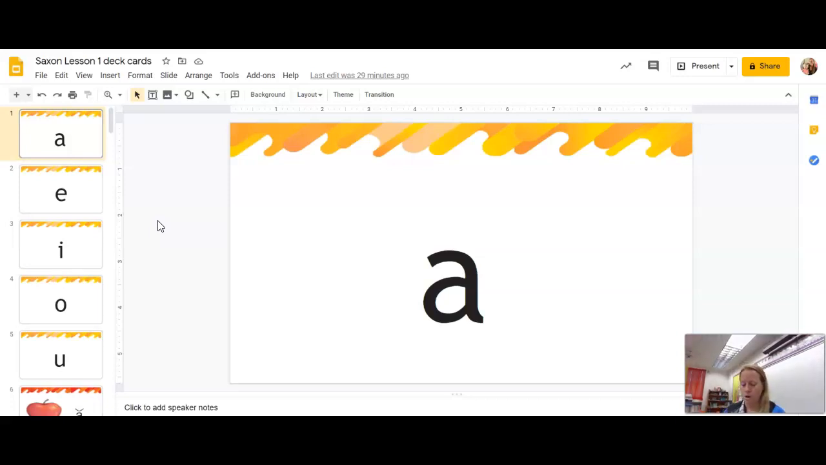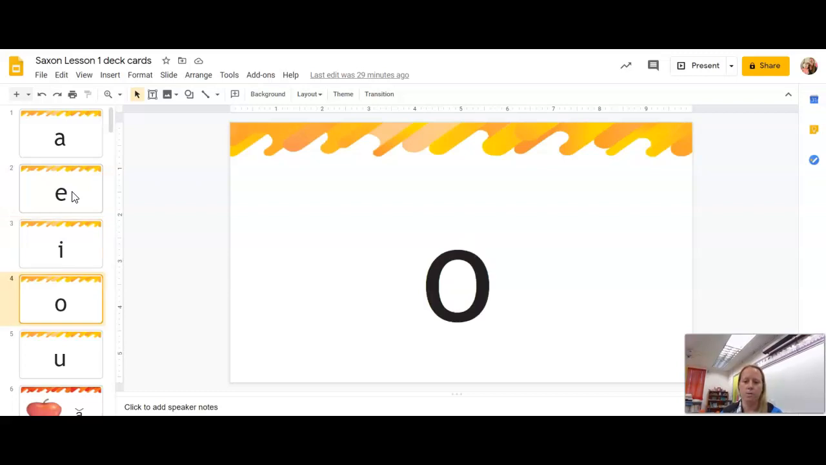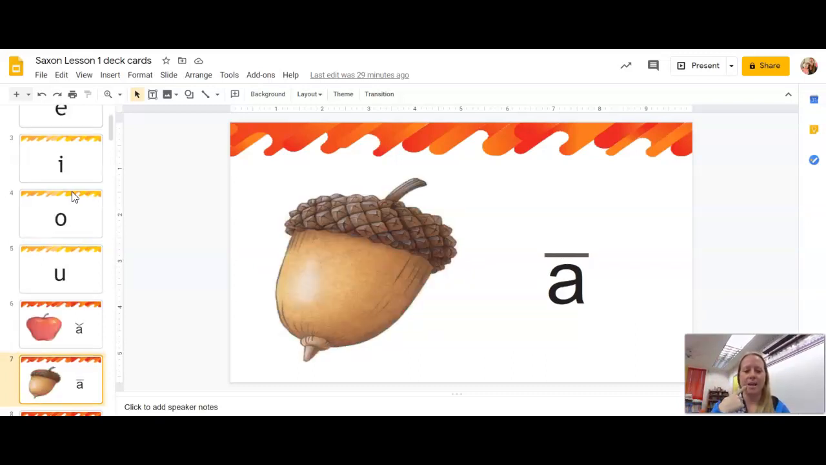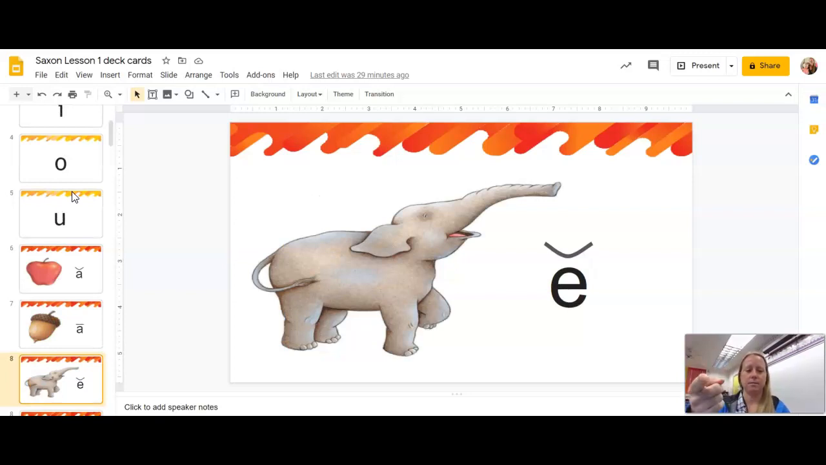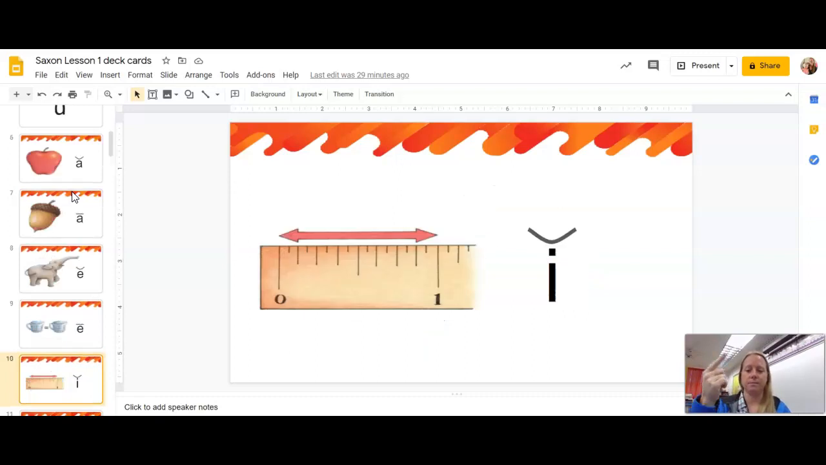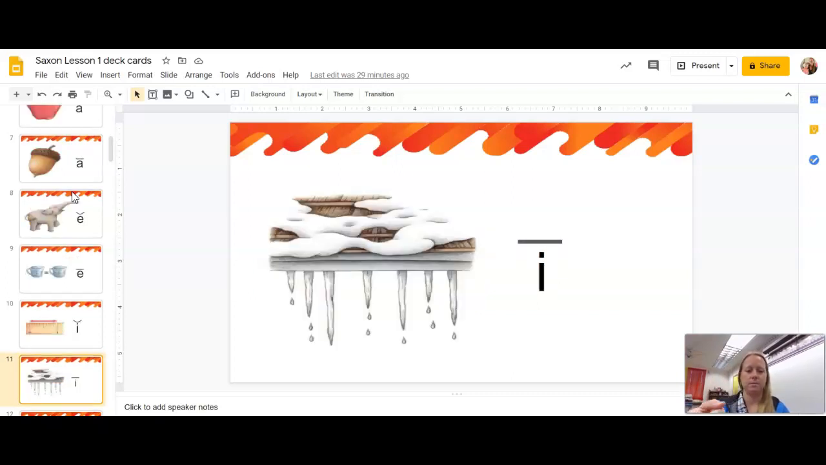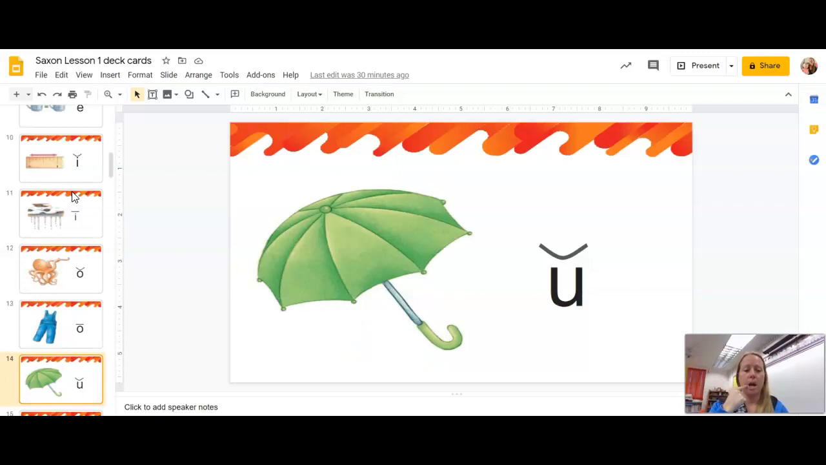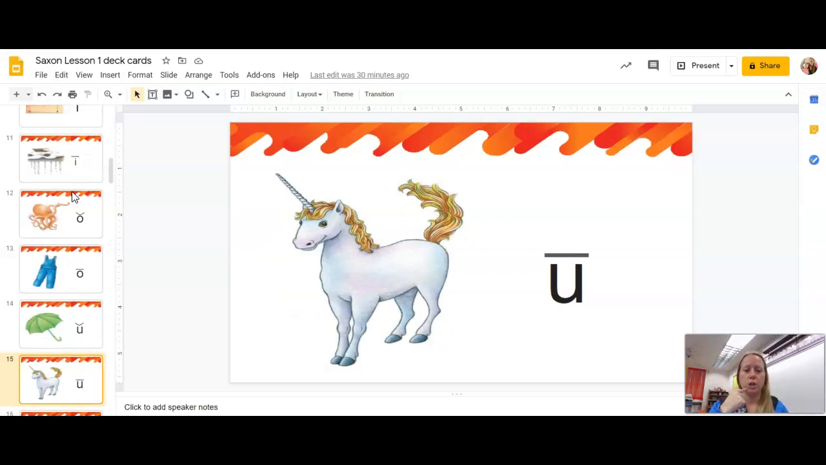All right, we're going to go through our cards. So we already identified the five vowels, A, E, I, O, and U. Now repeat after me. Apple, a. Acorn, a. Elephant, e. Equal, e. Inch, i. Icicle, i. Octopus, o. Whoops. Overalls, o. Umbrella, u. Unicorn, u.